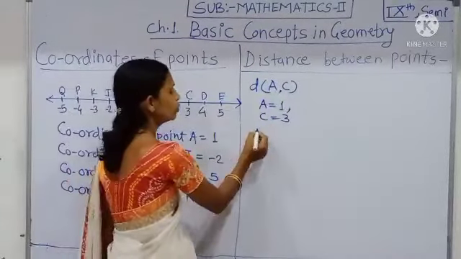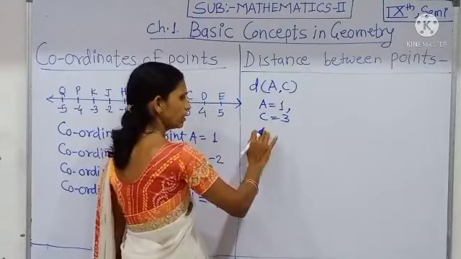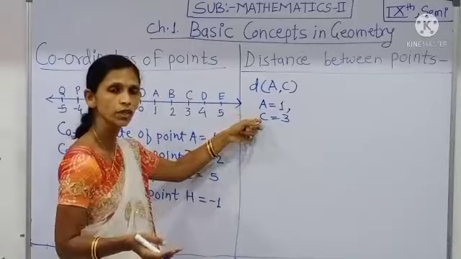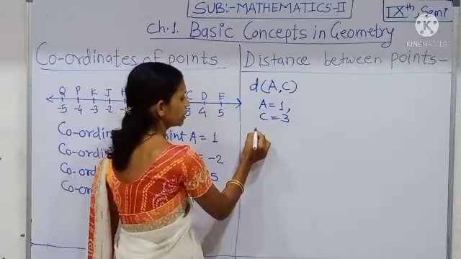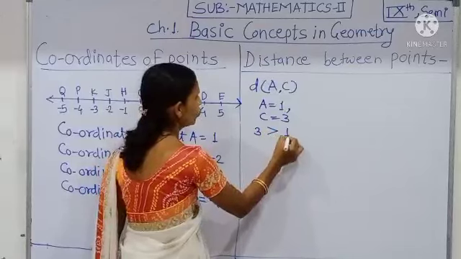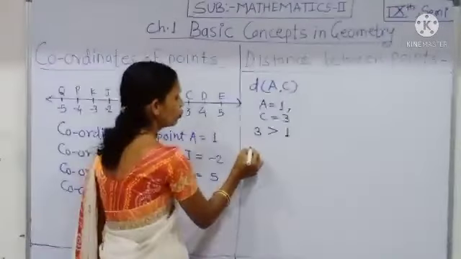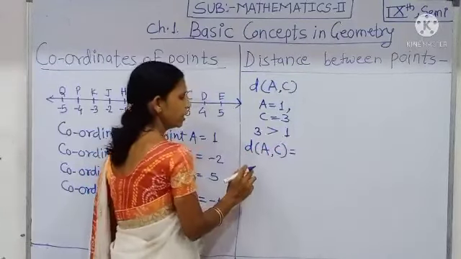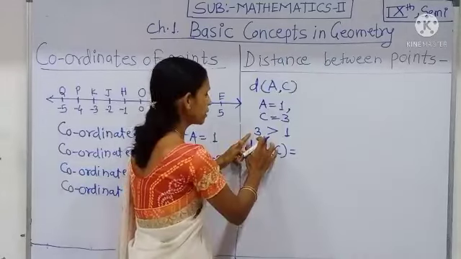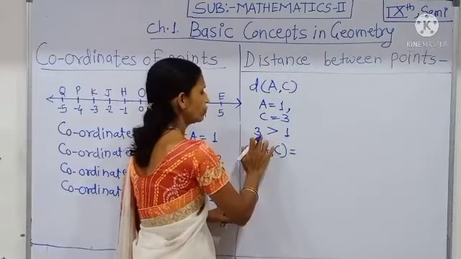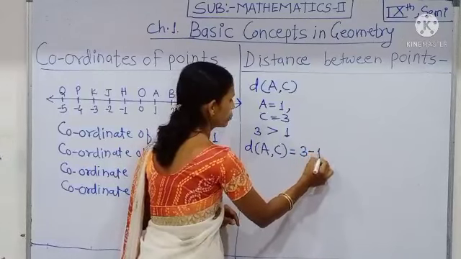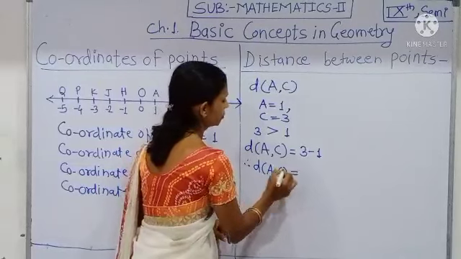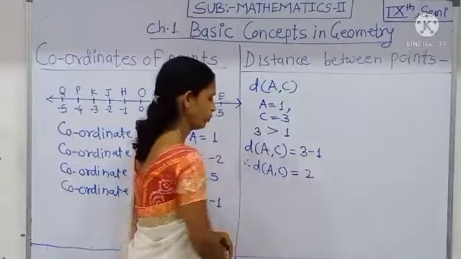Then we have to compare the order of the coordinates of the given points. Here 3 is greater than 1. To find the distance between A and C, we subtract the smaller number from the bigger number, that is 3 minus 1. Therefore the distance between A and C is 3 minus 1, that is 2.